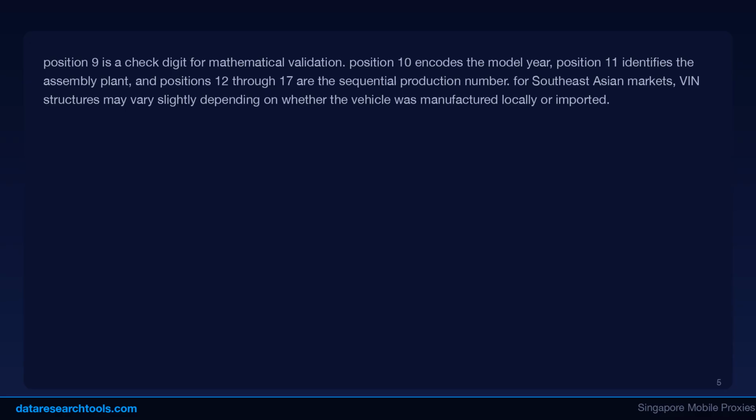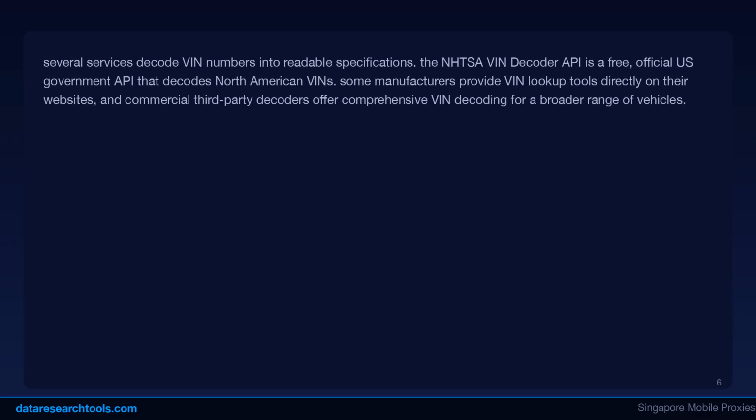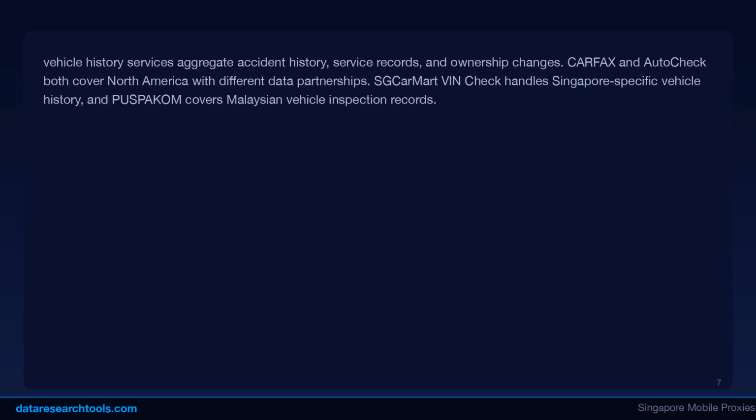The NHTSA VIN Decoder API is a free official US government API that decodes North American VINs. Some manufacturers provide VIN lookup tools directly on their websites, and commercial third-party decoders offer comprehensive VIN decoding for a broader range of vehicles. Vehicle history services aggregate accident history, service records, and ownership changes. Carfax and AutoCheck both cover North America with different data partnerships. SG CarMart VinCheck handles Singapore-specific vehicle history, and Poslaju.com covers Malaysian vehicle inspection records.